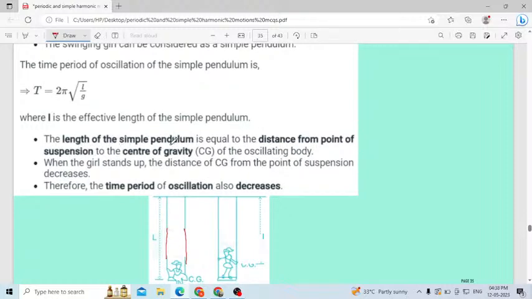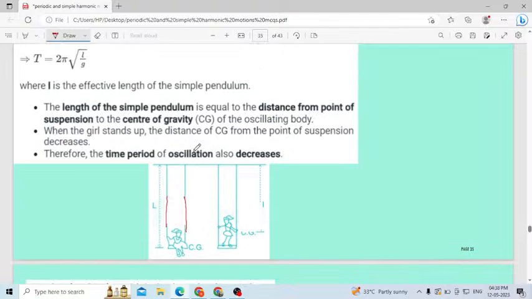The length of the simple pendulum is equal to the distance from the point of suspension to the center of gravity, Cg, of the oscillating body. Here consider this picture. From here to here, this is the center of gravity. According to this picture, this is the center of gravity, Cg. Then this is the length of the string we can consider.